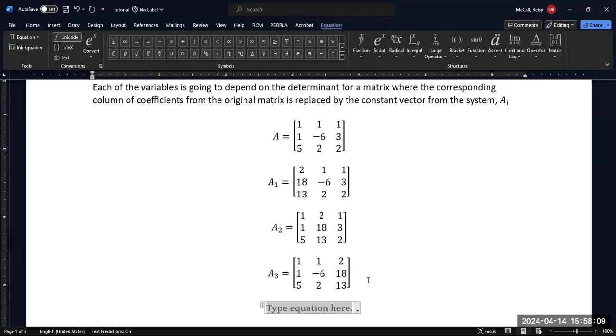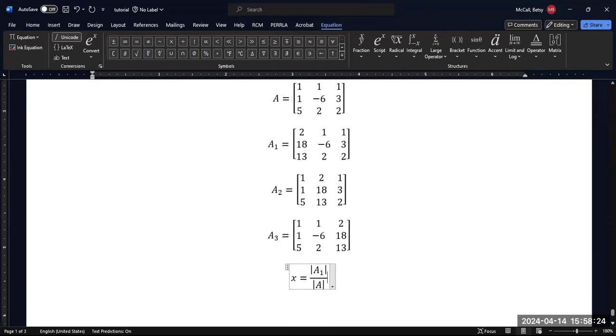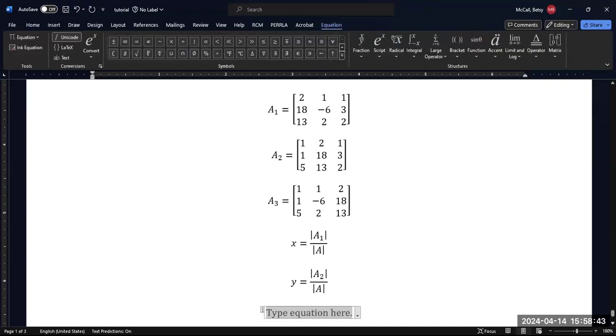And then each of our solutions is going to depend on the determinant. X will be depending on A1 divided by the determinant of A. And this absolute value notation is a linear algebra notation for the determinants. The Y coordinate, our second coordinate, is going to depend on the determinant of our A2 matrix divided by the determinant of our A matrix. And then the third coordinate, Z, will depend on the third matrix divided by the determinant of the original matrix.